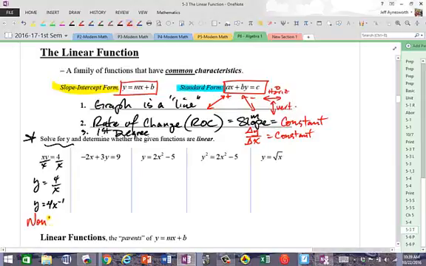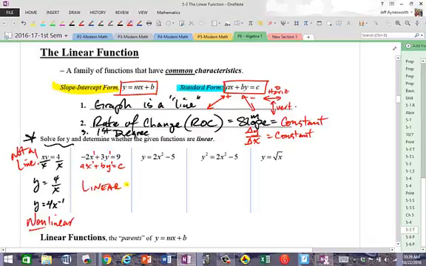Non-linear. Everybody say non-linear, okay? Non meaning not. It's not a line, as you saw. So if you see variables in the denominator, it's not going to be linear. This one here is in standard form: a times x plus b times y equals c. Notice the exponents. When you don't see them, they're 1. And this is definitely in standard form. So this is linear. If you graph this, it'll be a line.